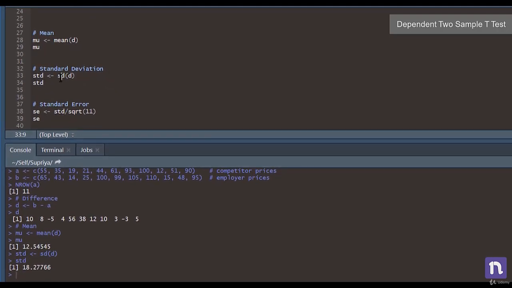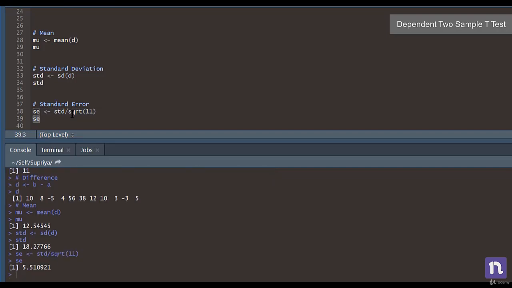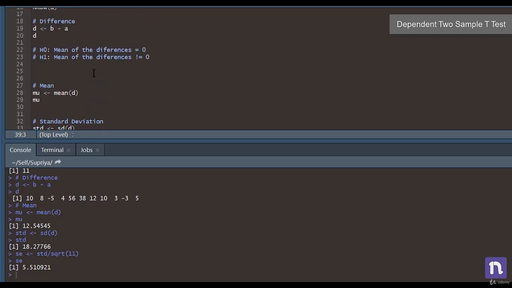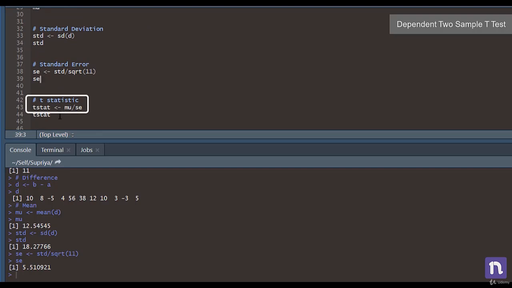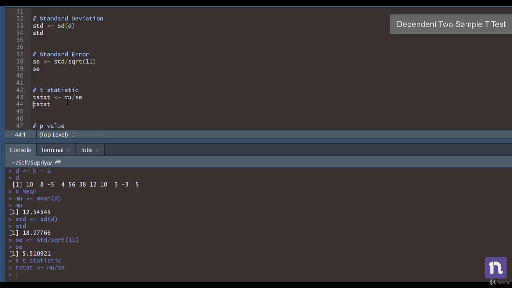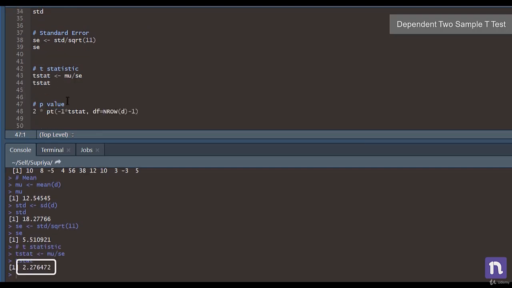You can compute standard deviation using the SD function. Divide that standard deviation by the square root of the total number of observations. You will get the standard error. So 5.510921. This is the standard error. To compute the t-statistic, all you need to do is to divide mu by the standard error. So mu by SE, and the t-statistic is 2.276472.